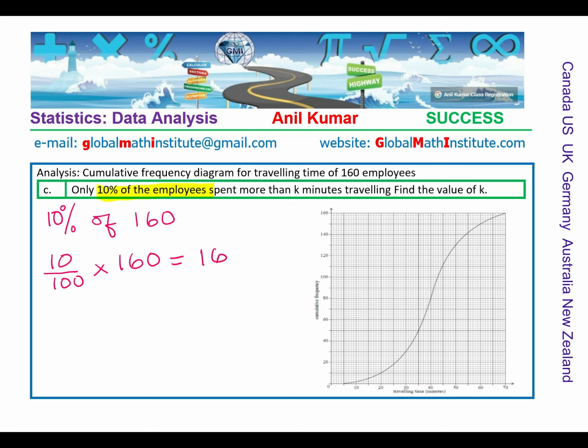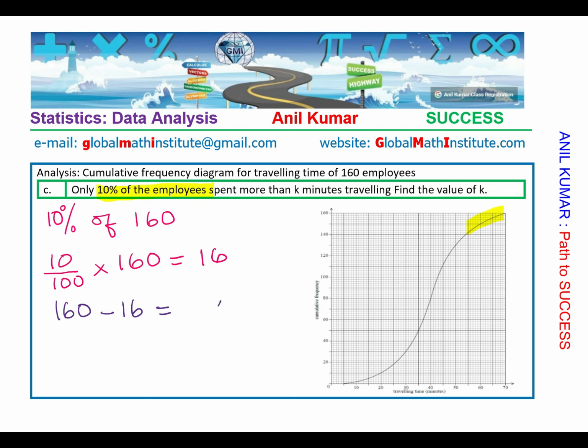Only 10% of the employees spent more than k minutes, which means we are looking into the upper half, right? So the upper 16 is what we are interested in finding. So how will you find that? The total is 160, right? So somewhere here we are looking. To get the number, we'll take away these 16 employees from 160. The cumulative frequency graph will give us the right number.